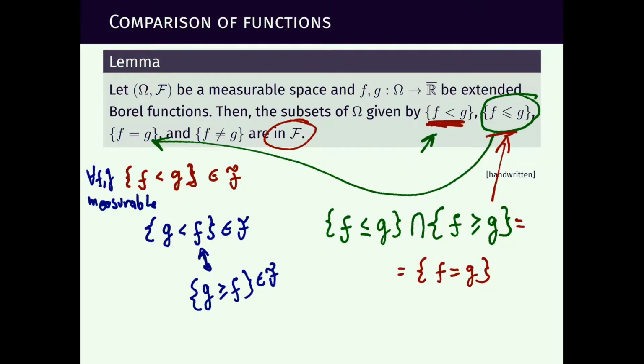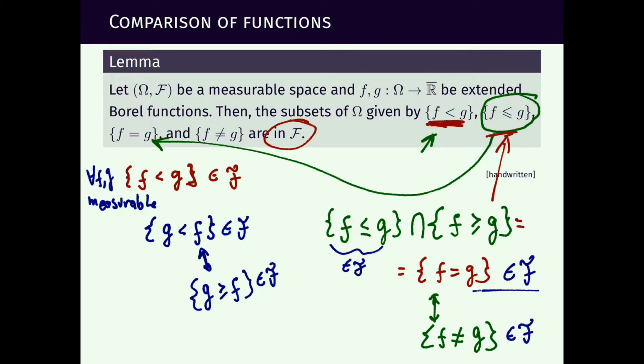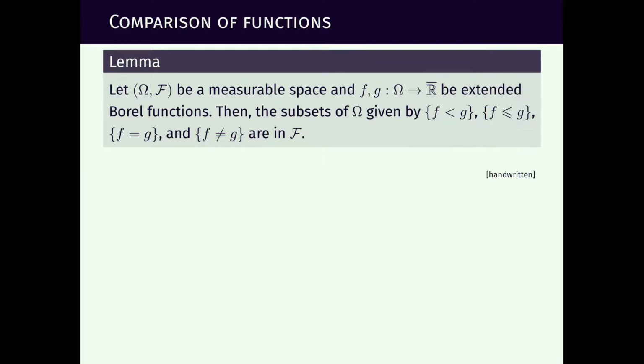And now, of course, if we take complements, then the complement of this is the set where f is different from g. And so since this one is in the sigma algebra, this one will also be in the sigma algebra, because the sigma algebra is closed under intersections, and these two sets here are in the sigma algebra. So we have just justified that it is enough to prove just this.